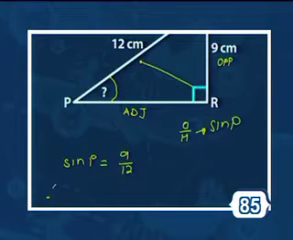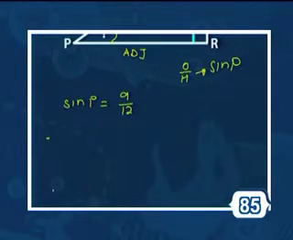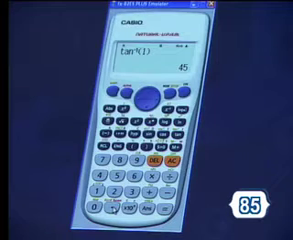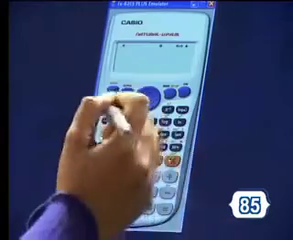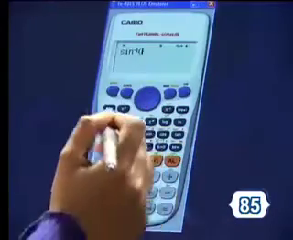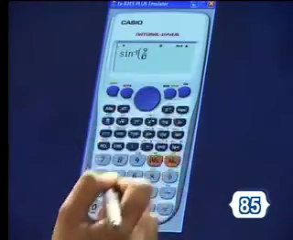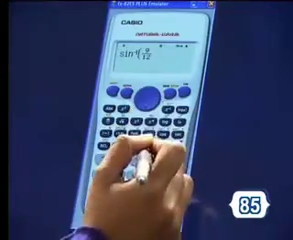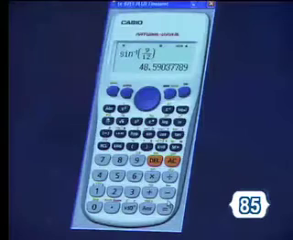And just as we used our calculator to work out angles before, we're going to do exactly the same thing. So therefore, angle P, we're going to put that 9 over 12 into our calculator, but we start with the shift button. We're looking for an angle, so we say shift sine of 9 over 12. And that will give us an answer of 48,6 degrees, correct to 1 decimal place.